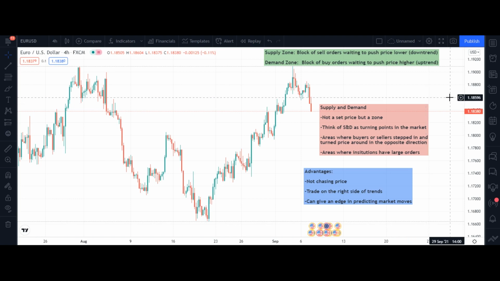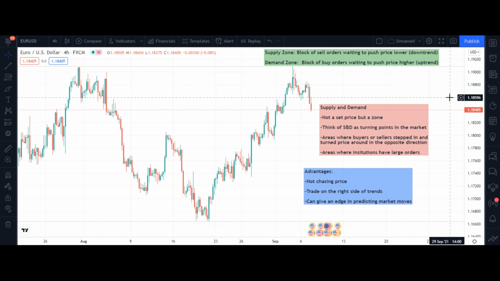But first, what is a supply zone? A supply zone is a block of sell orders, institutional money, big-time orders waiting at a certain area on your charts, and they are waiting to push price lower. So a supply zone happens before a downtrend. A demand zone is a block of buy orders waiting to push price higher. So these happen before an uptrend or a continuation of an uptrend. Same thing with the supply zone, they could also happen in the midst of a downtrend after a correction.